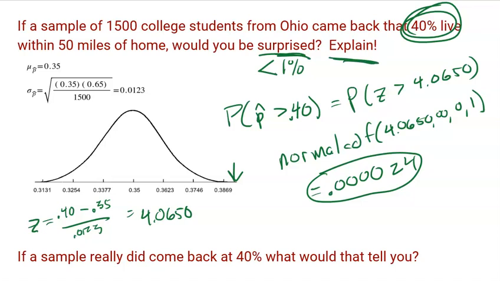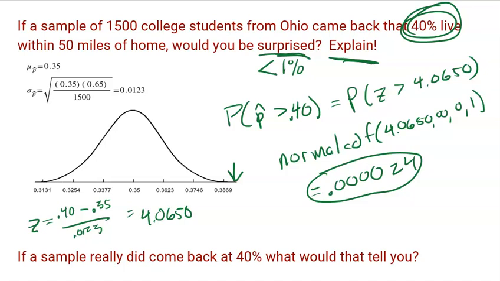All right. So what would it mean? If a sample did come back at 40%, what would it mean? Well, it could mean a couple things. One thing it could mean is that my sample was weird. Maybe the sample I looked at was kids from Pennsylvania. And that would tell me that obviously in Pennsylvania, kids like to live closer to home. A larger proportion of kids in Pennsylvania want to live closer to home, within 50 miles. Something about growing up in Pennsylvania causes kids to love their parents more and want to be closer to them. Maybe that's what it is.